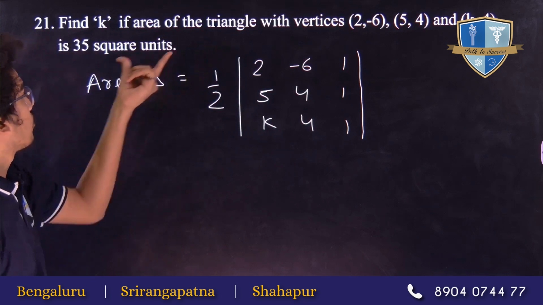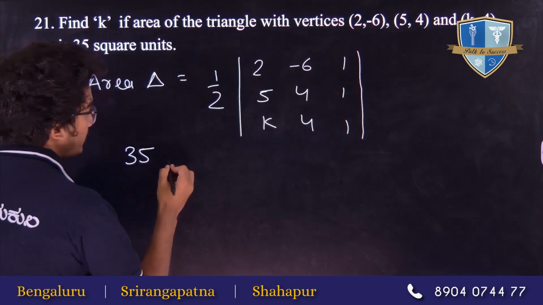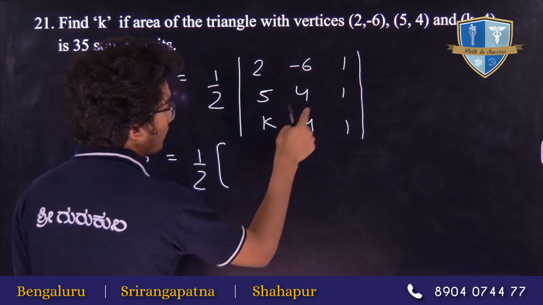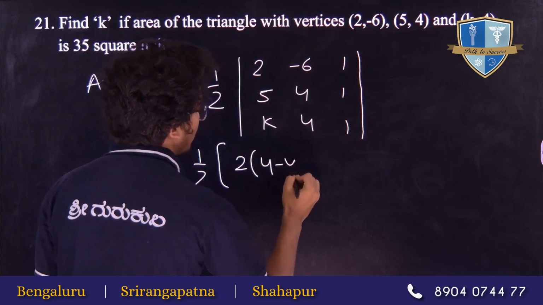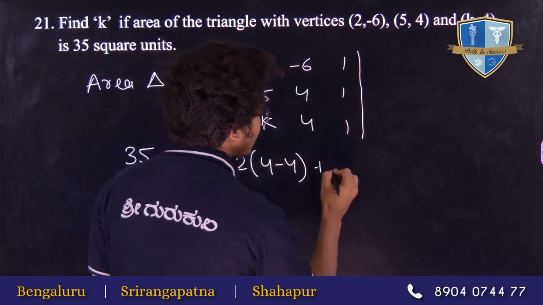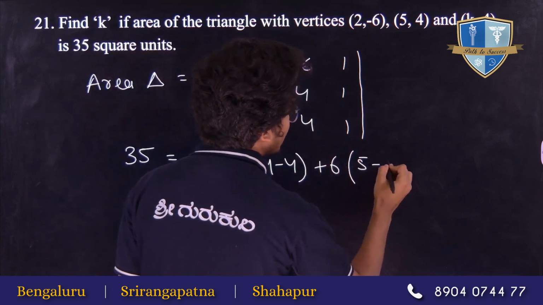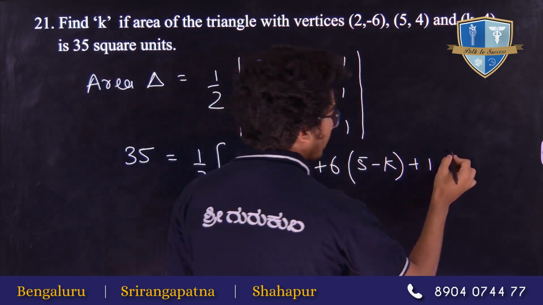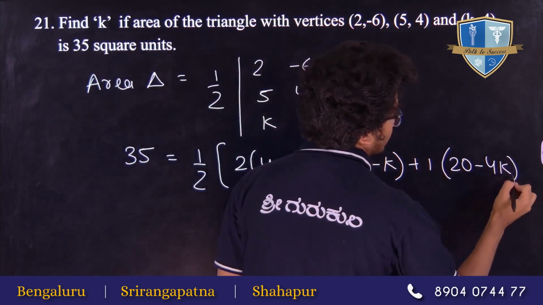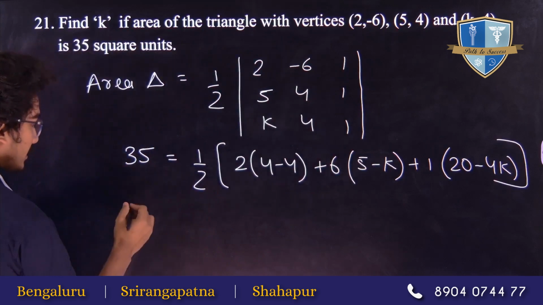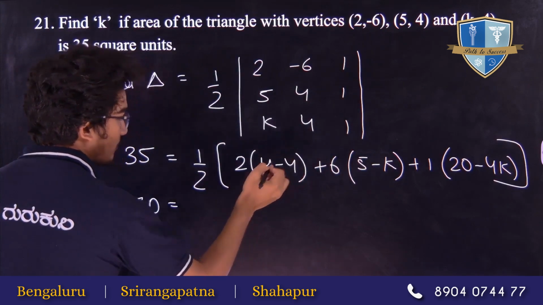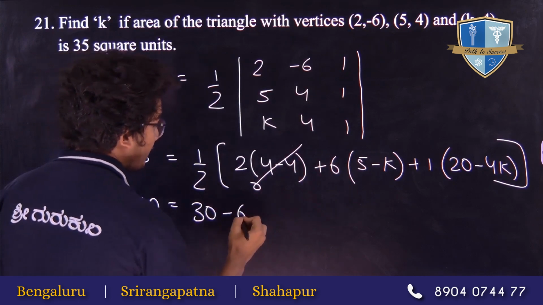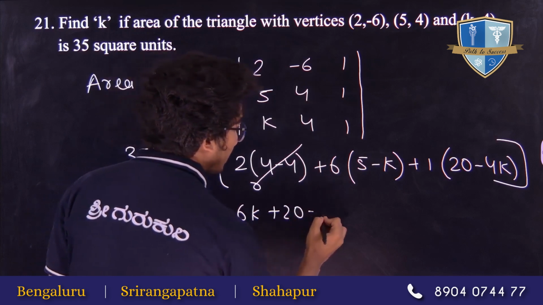Now the area of the triangle given in the question is 35 square units, which is equal to half of the determinant of this. So 2 into (4 minus 4), now -6 into minus, so plus 6 into (5 minus k), then 1 into (5 fours are 20 minus 4k), 20 minus 4k, correct? Now this 2 will multiply here, so it will become 70 equals 4 minus 4 will become 0, 6 into 5 will become 30 minus 6k, then plus 20 minus 4k.